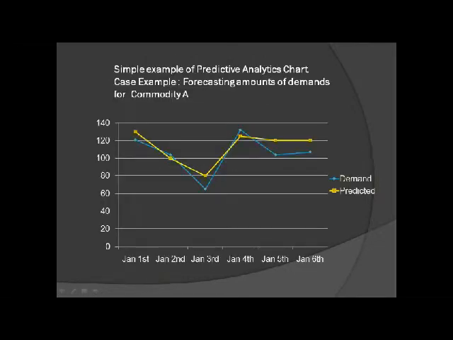This is a brief example of a demand chart for a commodity A, with predictive analytics applied to the system. This way the system will forecast the amount of demand in the future. Then after the application, we can see how accurate the prediction of the system is compared with the real events.